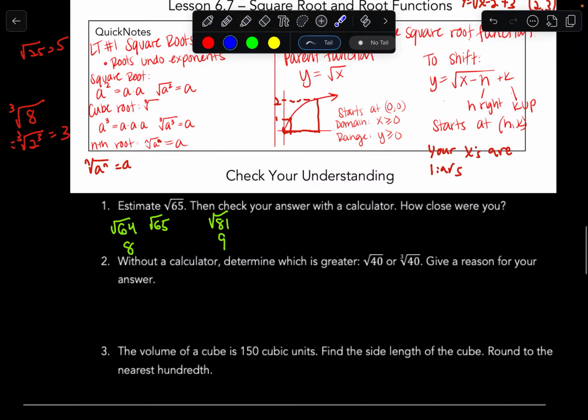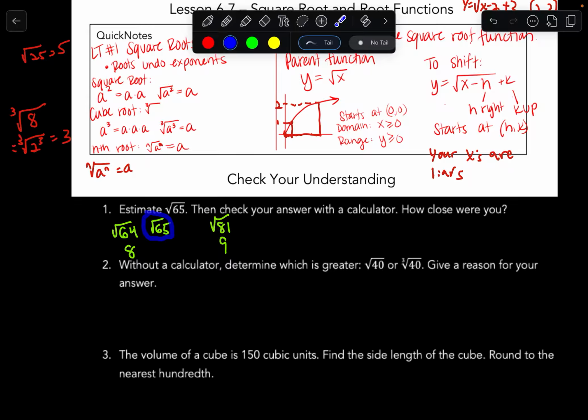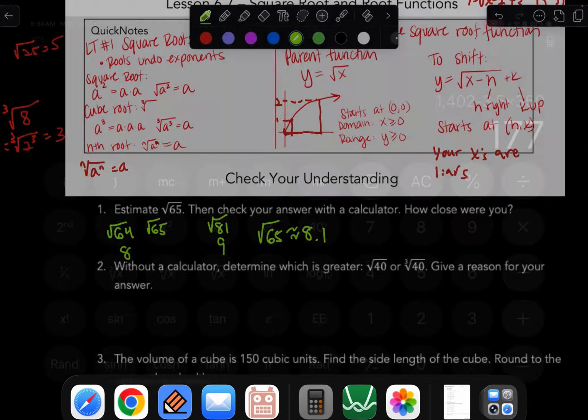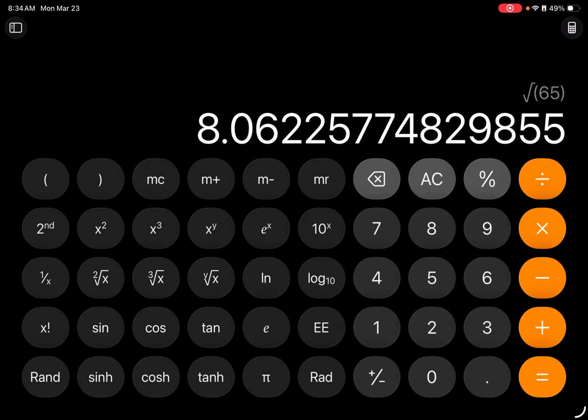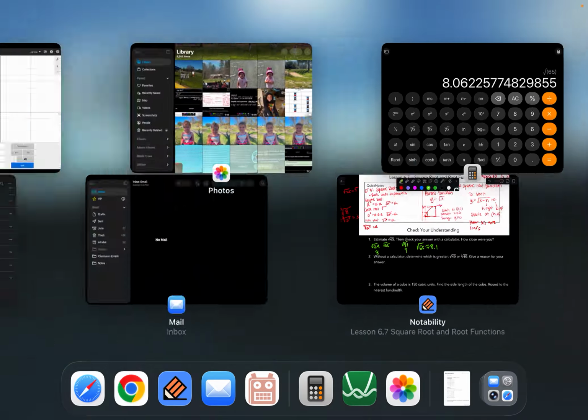And notice, 65 is really close to 64. So you'd expect that the square root of 65 will be really close to the square root of 64. So I'm going to say the square root of 65 is about 8.1. Now let's use a calculator to calculate what the square root of 65 is. So we're going to clear it, go square root of 65 equals, and we see it's 8.06.